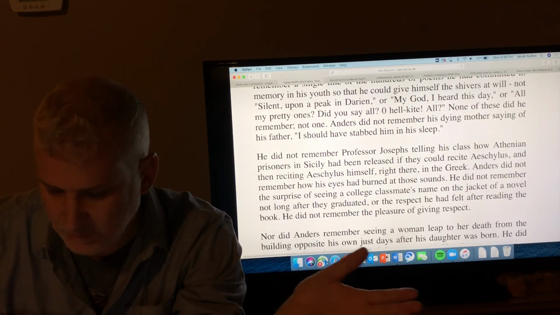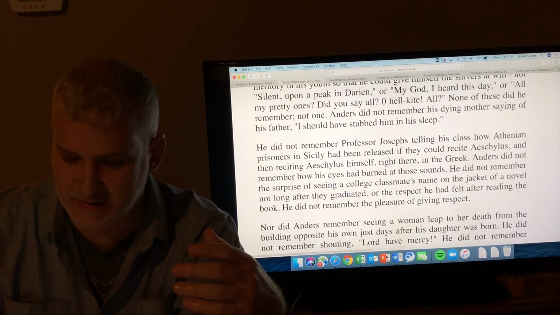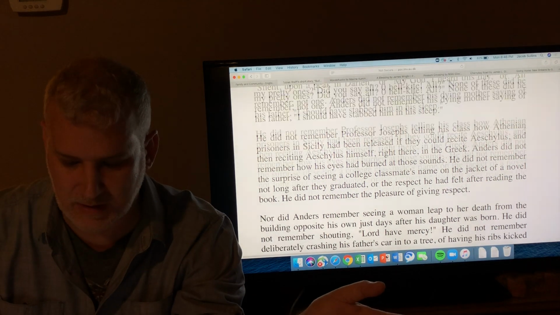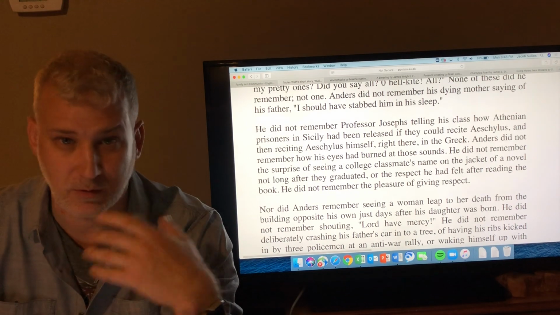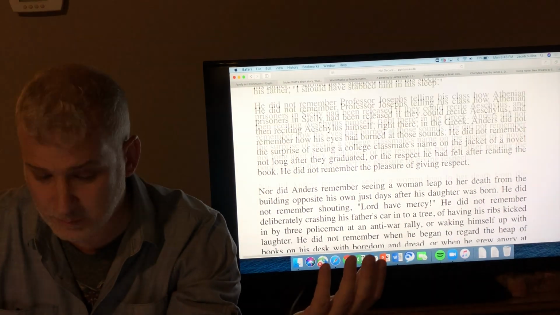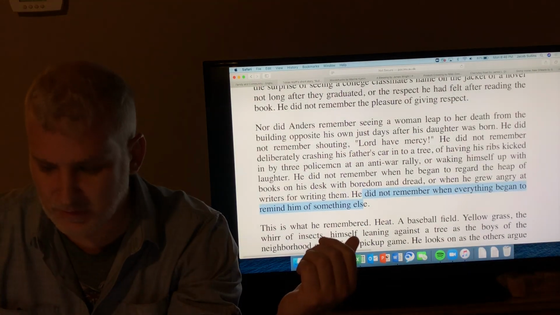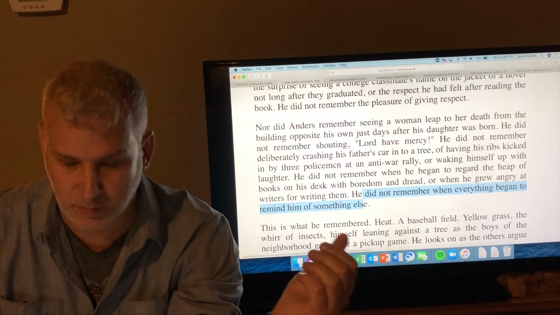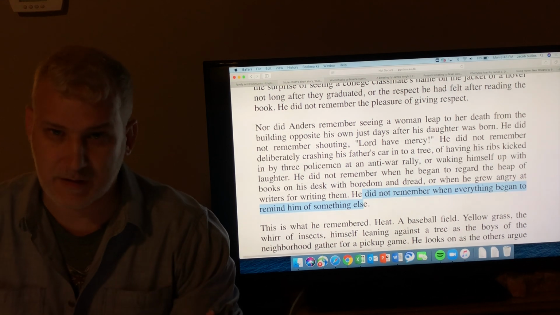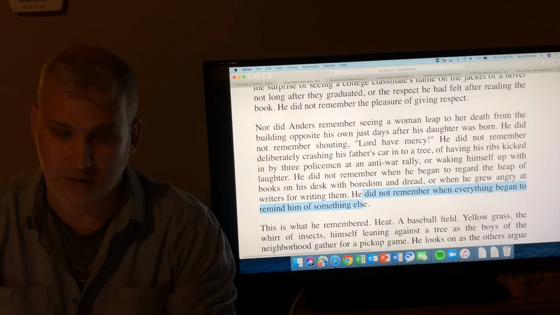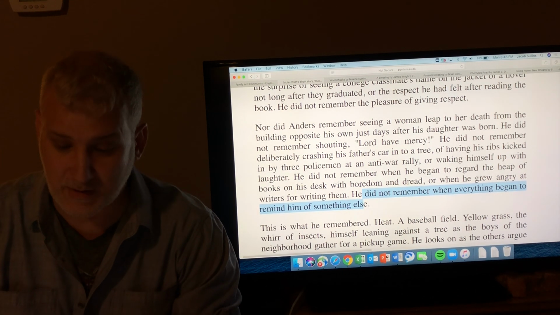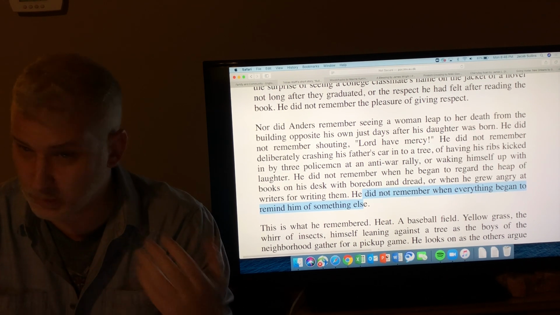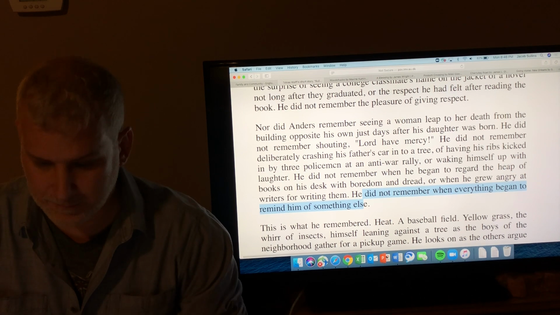He did not remember Professor Josephs telling his class how Athenian prisoners in Sicily had been released. He did not remember the surprise of seeing a college classmate's name on the jacket of a novel. So this friend of his from college publishes a book. Nor did Anders remember seeing a woman leap to her death from the building opposite his own just days after his daughter was born. So all these really memorable things, his daughter being born, and his daughter as a little kid, and seeing somebody kill themselves, and these important professors that he would have remembered from college. He didn't remember.